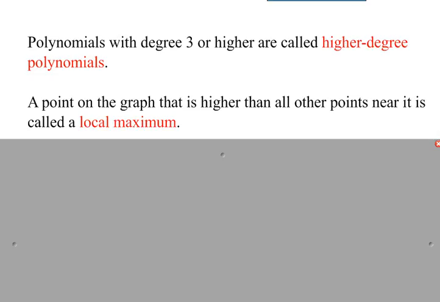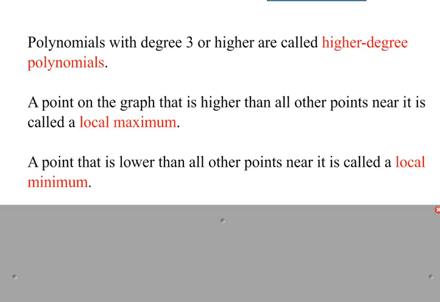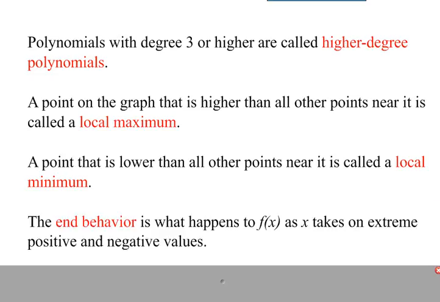A point on the graph that is higher than all other points near it is called a local maximum. A point that is lower than all other points near it is called a local minimum. The end behavior is what happens to f of x as x takes on extreme positive and negative values.